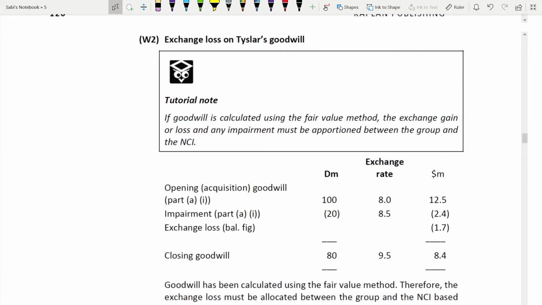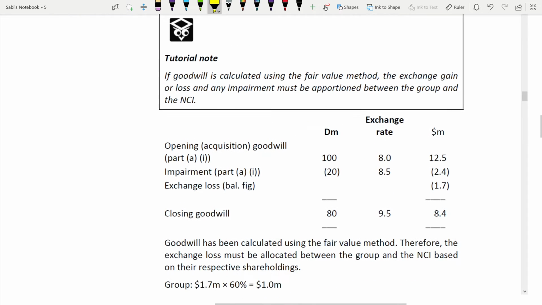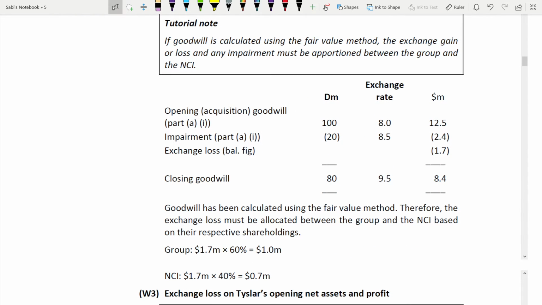Okay, exchange loss on the goodwill. So the goodwill is calculated using the fair value of the exchange gain or loss, and any impairment must be apportioned between the group and the NCI. Okay, now please learn this pro forma. Please, when an exchange rate question or a cash flow question comes, there are set pro formas. You have to follow the pro formas.